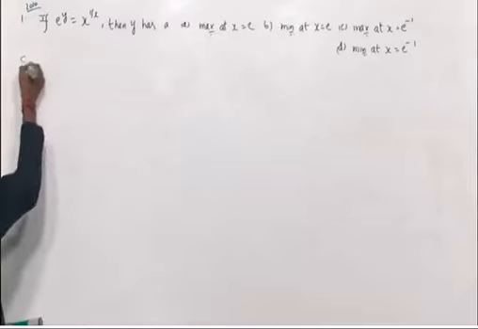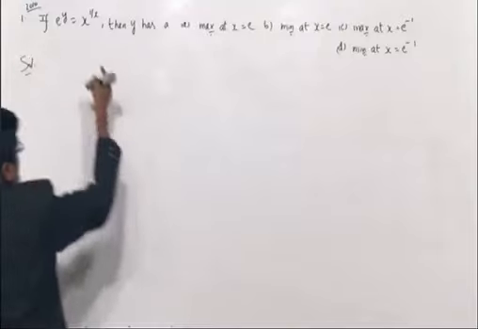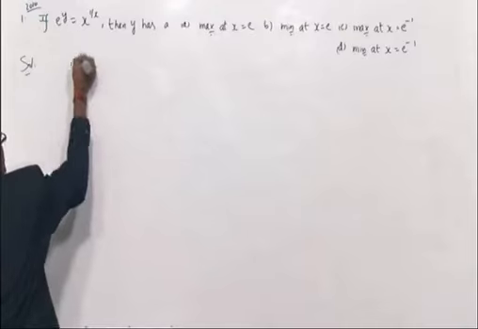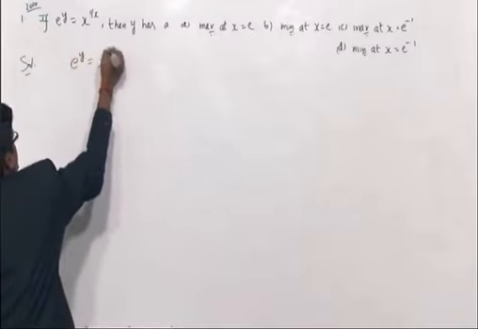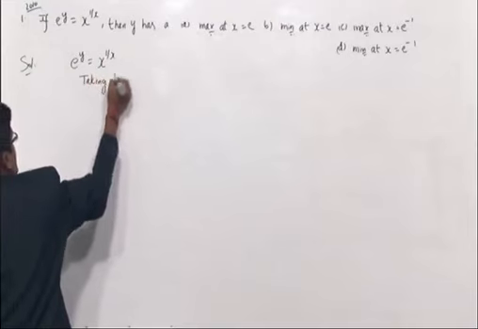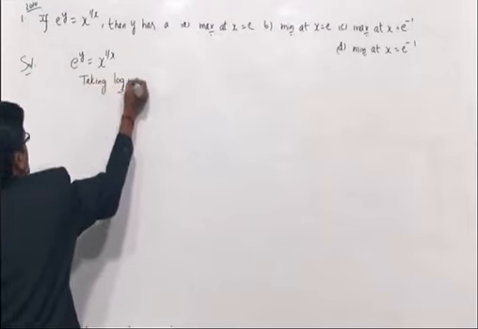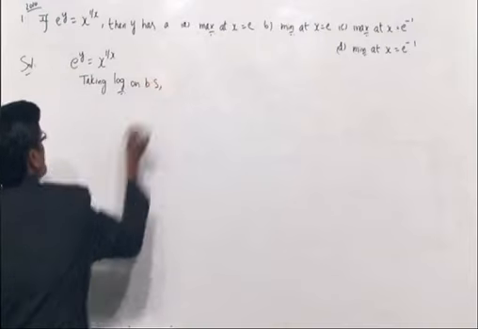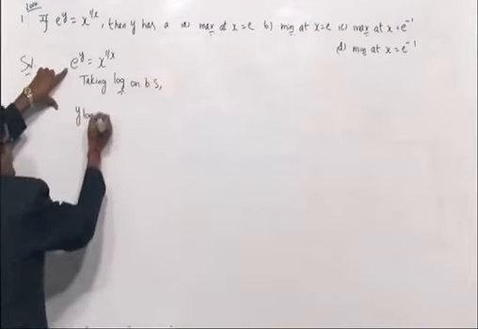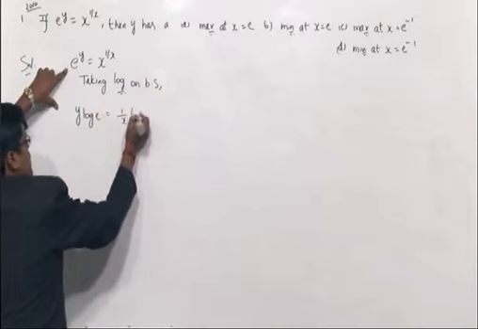So this is the first example. Even though there are two variables, y and x, the problem doesn't give the relation between y and x, but I want to express y in terms of x. e^y is equal to x raised to 1/x. Taking logarithms on both sides (BS stands for both sides), this becomes y log e = (1/x) log x.